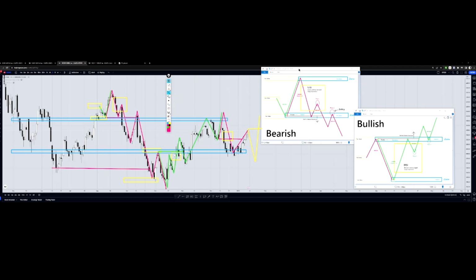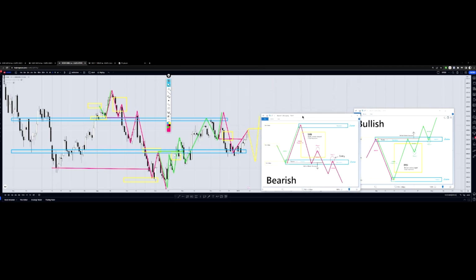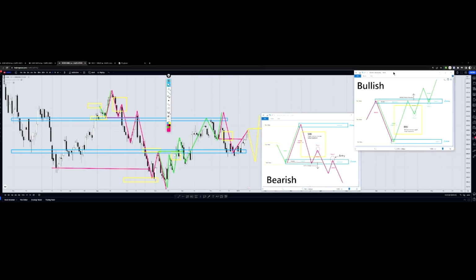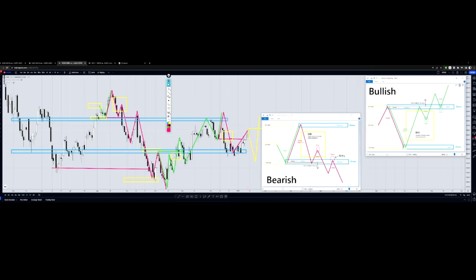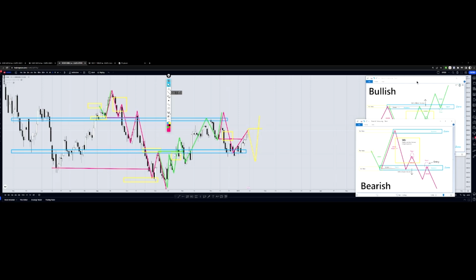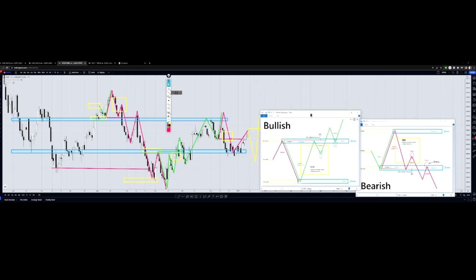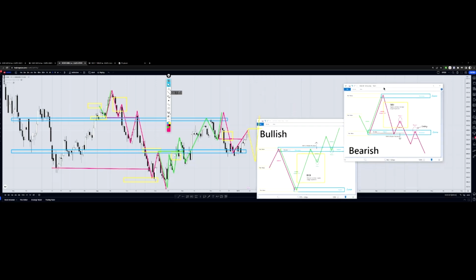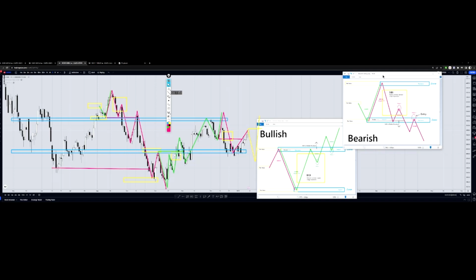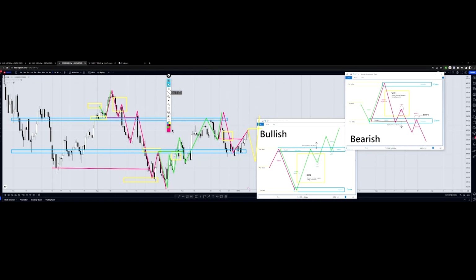obviously, if I was to switch these around, put bearish at the top, bullish at the bottom. Sorry, I've got these the wrong way around. I was struggling with that then. I got this right. That's better. It kind of goes like that.